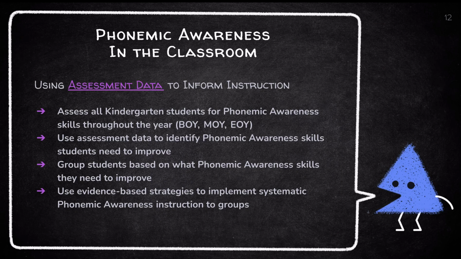So, one important part of phonemic awareness instruction is identifying where our students are in their phonemic awareness skills. So we recommend that all students in kindergarten be assessed throughout the year for phonemic awareness. And teachers can then use the assessment data to identify the specific part of phonemic awareness where students need to improve. We can then group those students into small groups based on those skills, and then use evidence-based strategies to implement systematic phonemic awareness instruction to those groups.